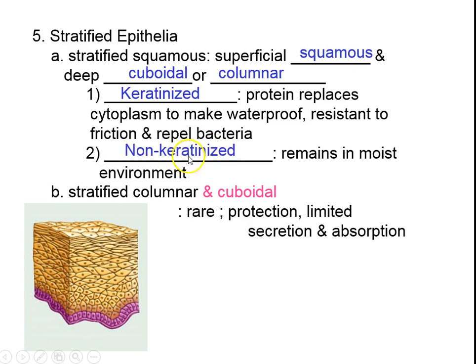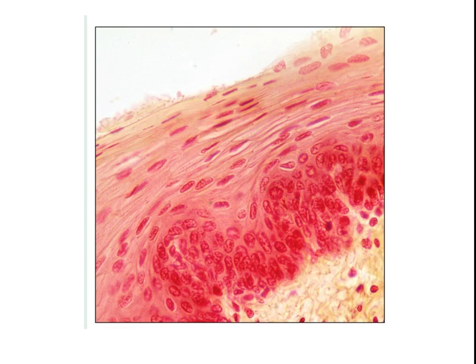Sometimes we have non-keratinized stratified epithelium. Think about inside your mouth. You wouldn't want a waterproof layer inside your mouth and kind of feel like you had grease coating your mouth. So these are non-keratinized. They're still going to slough off. They're still going to die as they move up towards the apical end, but they don't have the keratin in them. There are areas in the body where you have stratified columnar and stratified cuboidal, but they're rare. You're going to find them providing protection, limited secretion, and absorption.